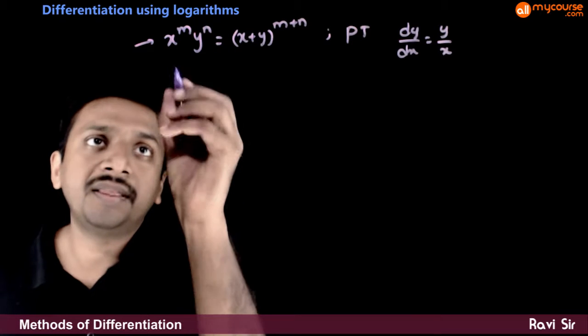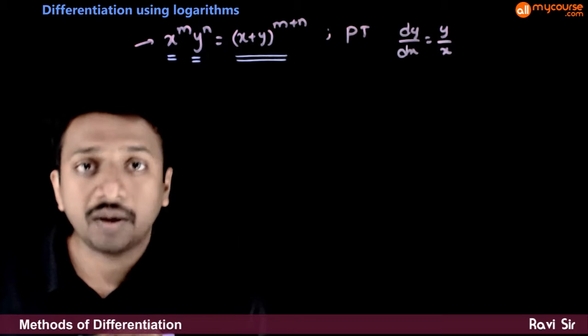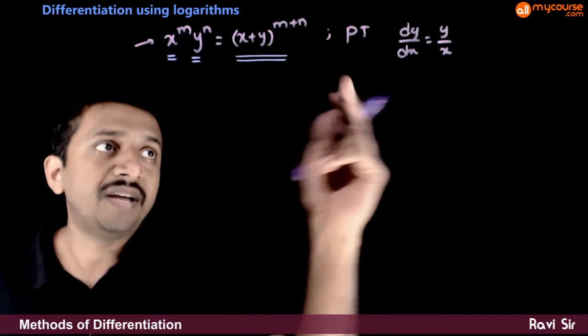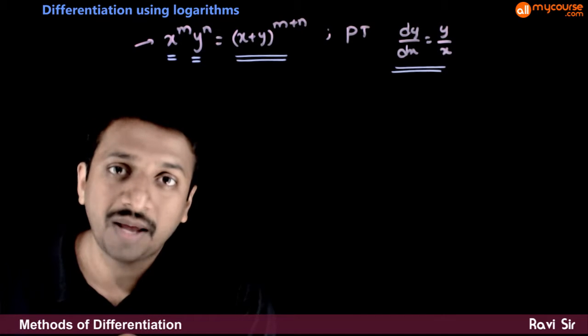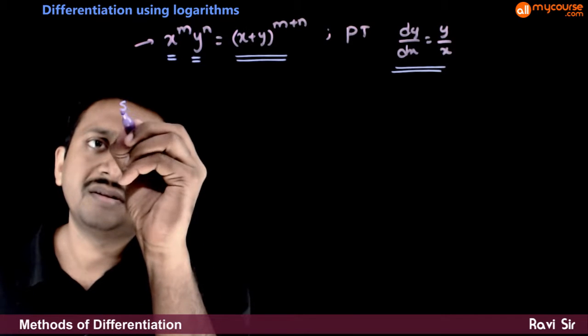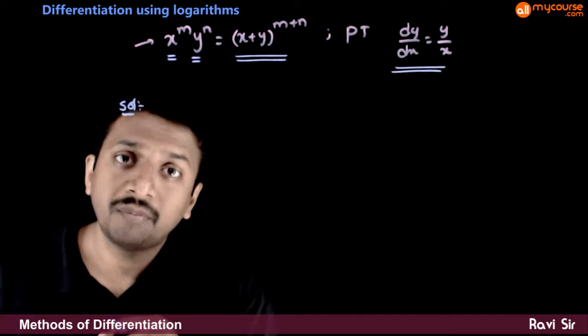So in this question, you're given that x power m times y power n is (x plus y) whole power m plus n. If that is so, you're asked to prove that dy by dx is equal to y by x. Again, a very straightforward question. We'll apply log on both sides.